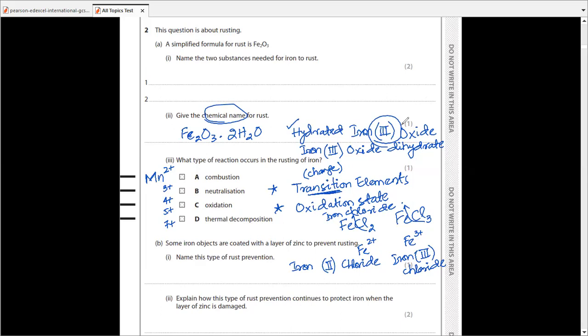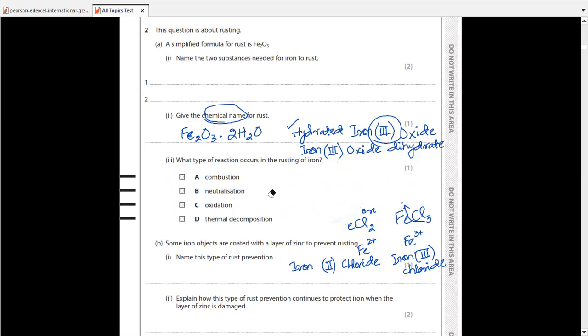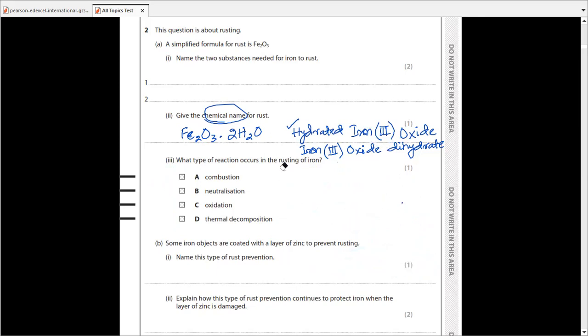All right. Next part. In order to get the 1 mark, I had to write hydrated iron 3 oxide. Right, because that's the complete name. Miss any part of the name and it would be considered incorrect. Then, what type of reaction occurs in the rusting of iron? It's oxidation. Perfect.